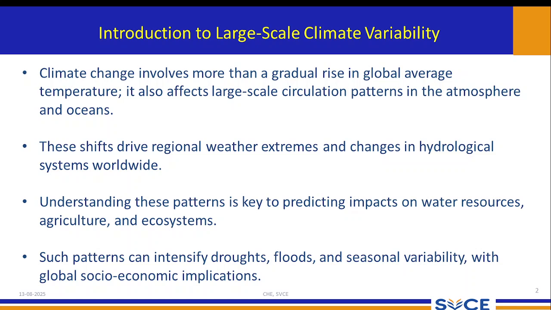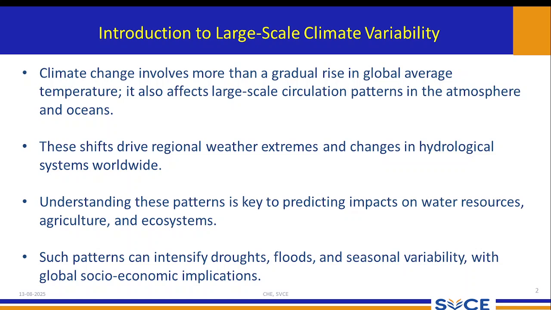Climate change involves more than a gradual rise in global average temperature. So when there is a gradual rise in global average temperature, we say a climate change has occurred. The climate change is found to be around 1.8 degrees Celsius increase, because of urbanization as well as industrialization. Okay, it also affects large-scale circulation patterns in the atmosphere and oceans.